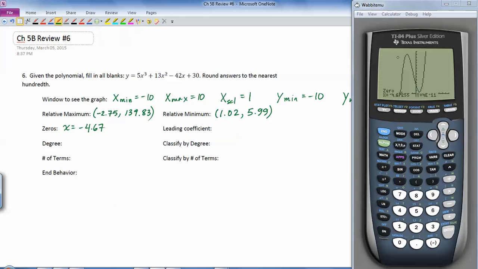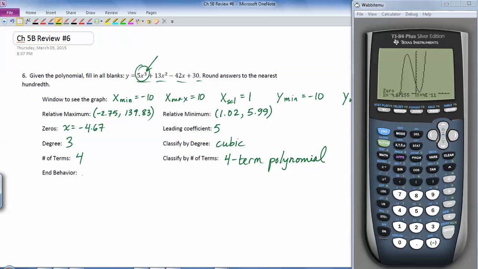Leading coefficient, well, that you don't need the calculator for. Leading coefficient comes from the dominant term here. That's a 5. The degree is the biggest power, so that's 3. If we classify by degree, well, that's the special term for it. That's a cubic polynomial. Number of terms, 1, 2, 3, 4 terms. If you classify by number of terms, well, first there's monomial, then binomial, then trinomial. I've never heard of anything called a quartnomial or quadnomial. Once you get past 3, it's a 4-term polynomial, or a 5-term or whatever.